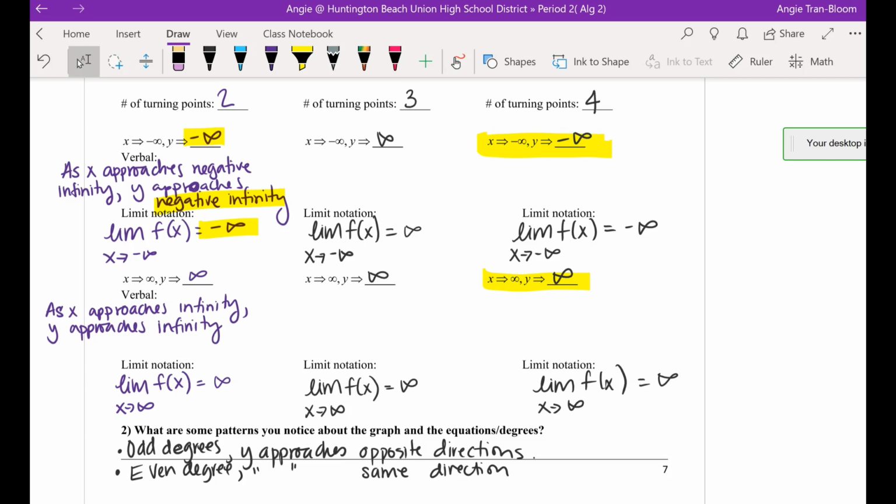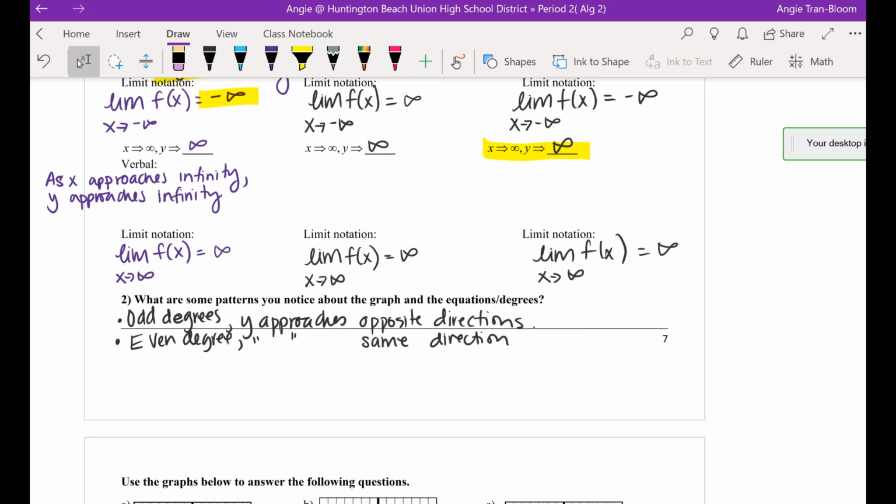But it doesn't have to be exactly 1 less. Let's say they have a degree of 5. Right now, for this example, it has a turning point of 4. Does it have to be 4? No, it could be 3, 2, 1. It just has to be up to 1 less than the degree, okay?